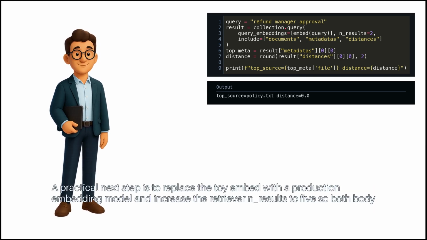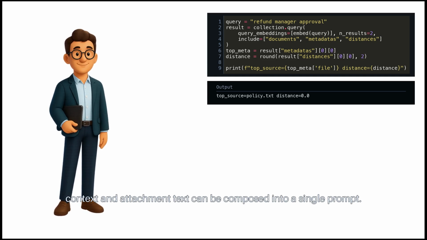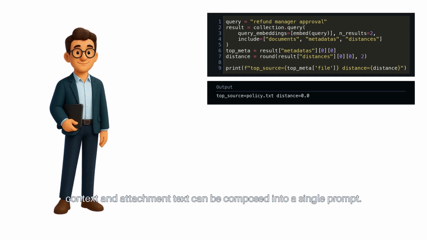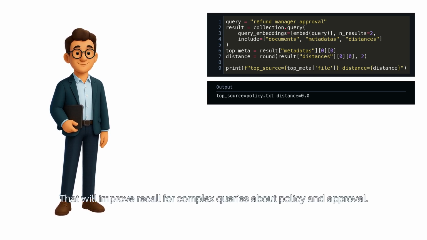A practical next step is to replace the toy embed with a production embedding model and increase the retriever n_results to 5. So both body context and attachment text can be composed into a single prompt. That will improve recall for complex queries about policy and approval.